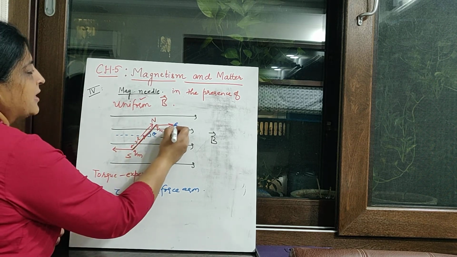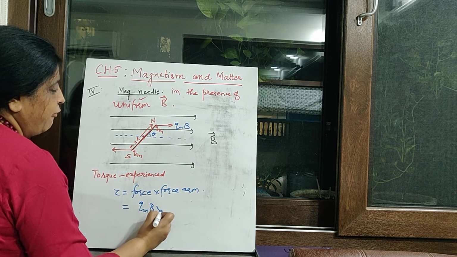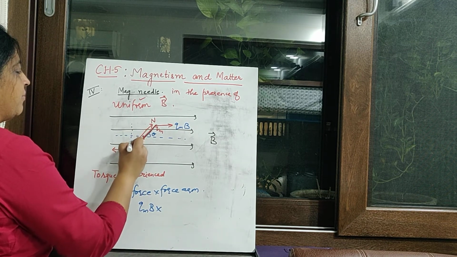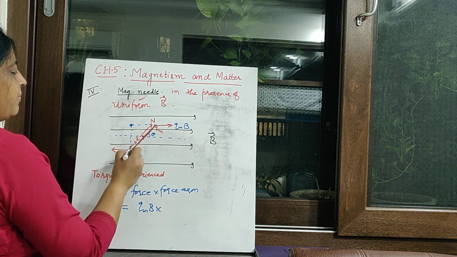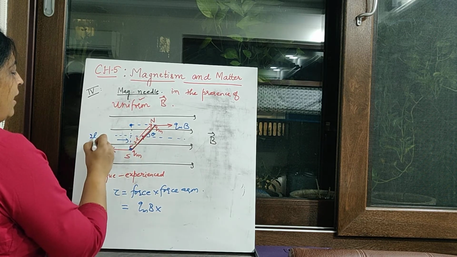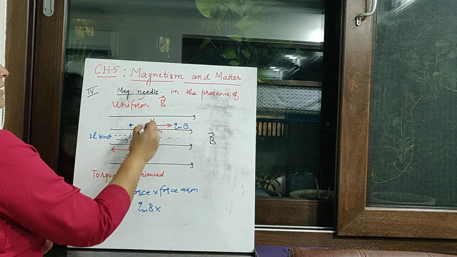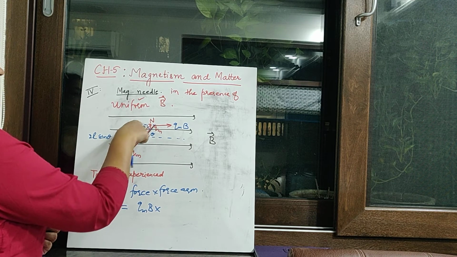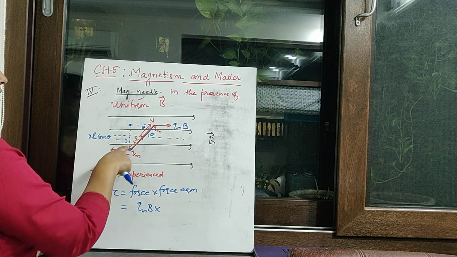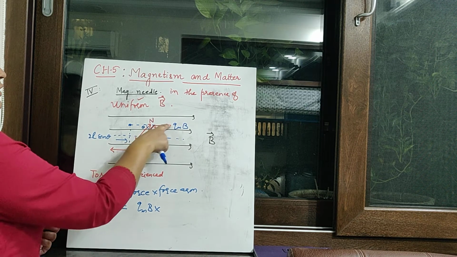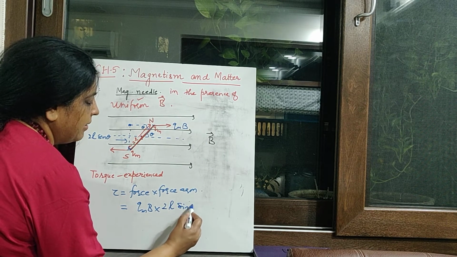So the force that will be experienced will be Qm into B, and the force arm is obviously this. So this one is the force arm, and this is equal to 2L sine theta. You all know that if this is theta, then this will be theta. So this will be 2L sine theta, and this is the perpendicular arm between these two forces. So we will write down 2L sine theta.